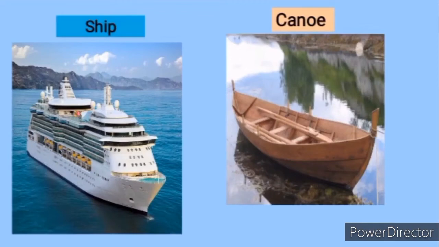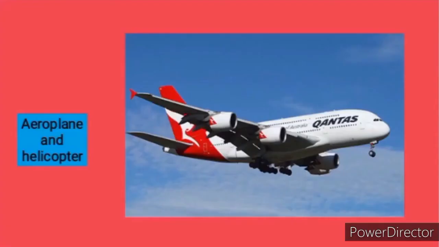They move on water. They can transport goods and people from one country to the other across the oceans and the seas. Now let's look at air as a means of transportation. We have aeroplanes and helicopters. They are very fast. As a matter of fact, the air is the fastest means of transportation. So the aeroplane and the helicopter are the fastest means of transportation right now.